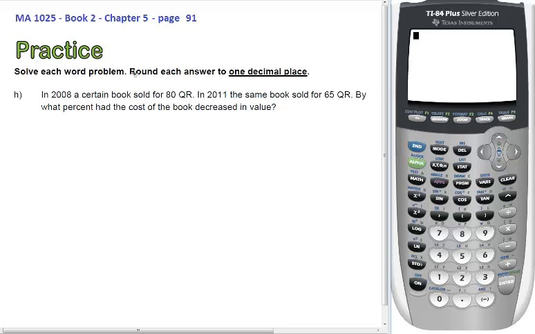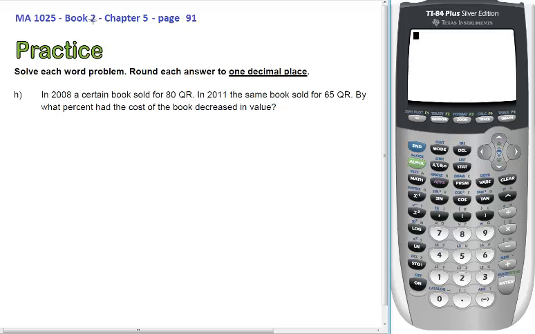So it says solve each word problem, round each answer to one decimal place. So our answer must be one decimal place. And the problem reads, in 2008, a certain book sold for 80 reals. In 2011, the same book sold for 65 reals. By what percent had the cost of the book decreased in value? What is the percentage decrease?